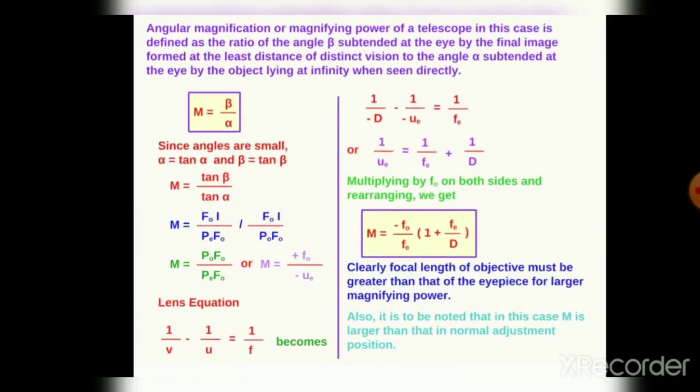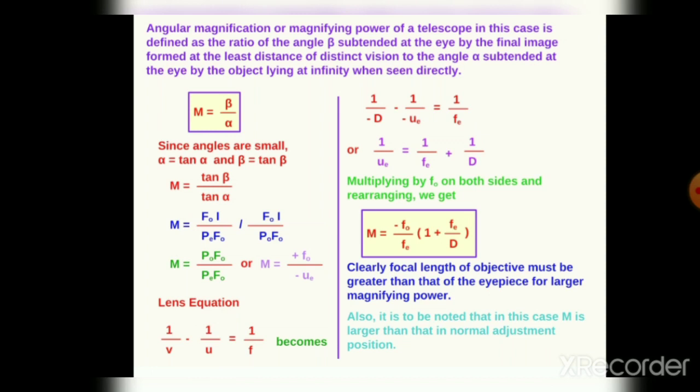The angular magnification or magnification power of a telescope can be defined as the ratio of the angle beta subtended at the eye by the final image formed at the least distance of distinct vision to the angle alpha subtended at the eye by the object at infinity when seen directly. Here also you can write it in a similar way: m is equal to the angle subtended by the final image at the eye upon the angle subtended by the object at the objective or eye, that is, m is equal to beta upon alpha.